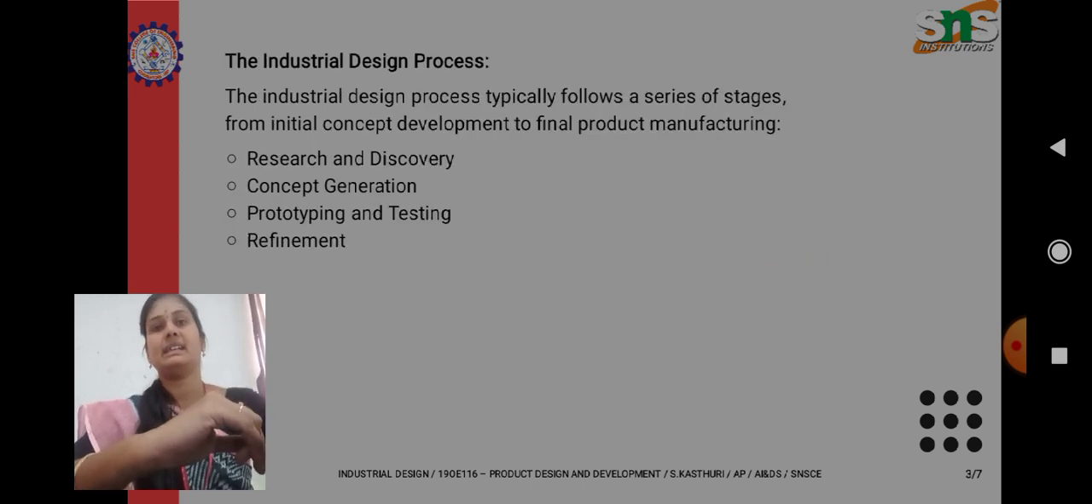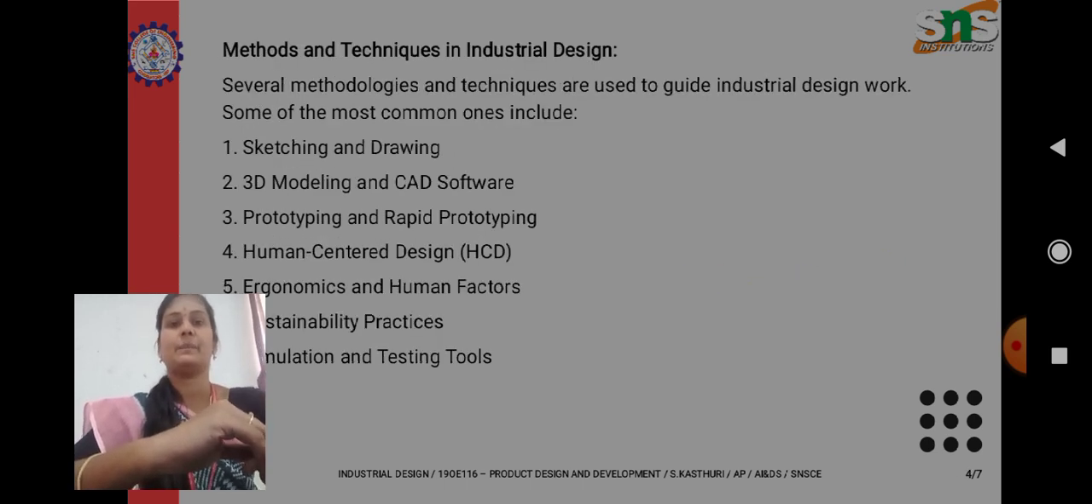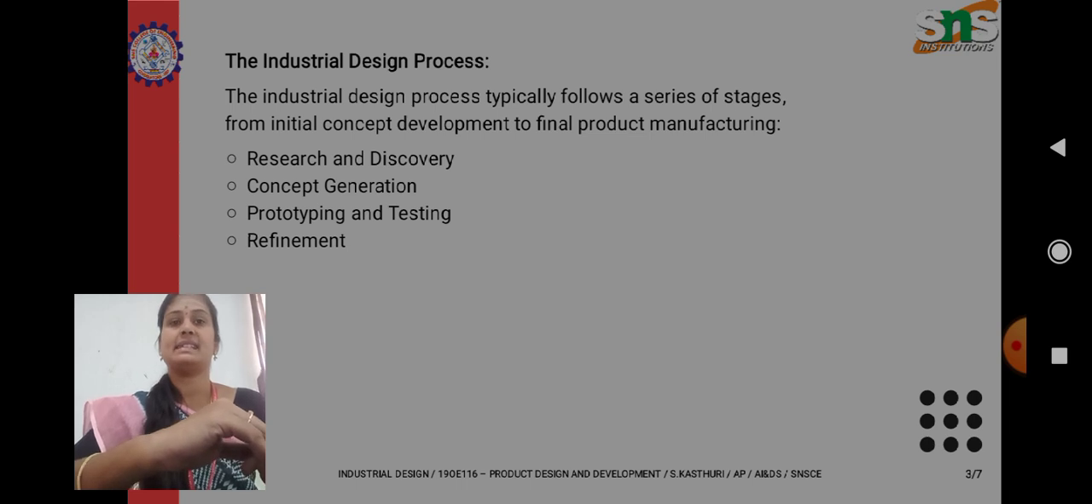The next topic is the industrial design process. The industrial design process typically follows a series of stages from initial concept development to the final product manufacturing. The first stage is research and discovery. In this stage, we understand the target market, user needs, competitive products and the broader industry trends. This stage may include market research, consumer interviews and studying competitor products to gain insights.